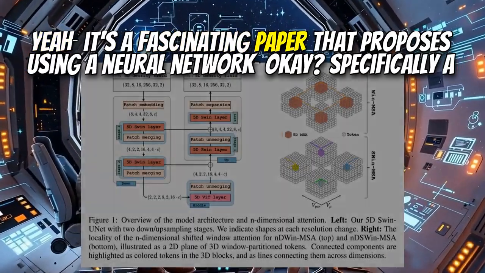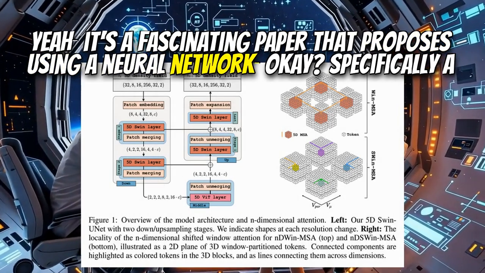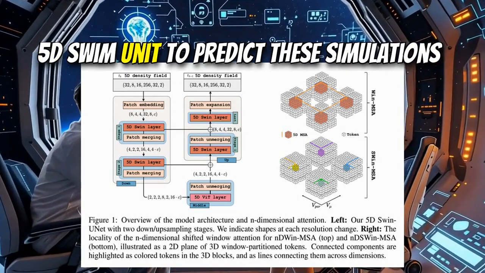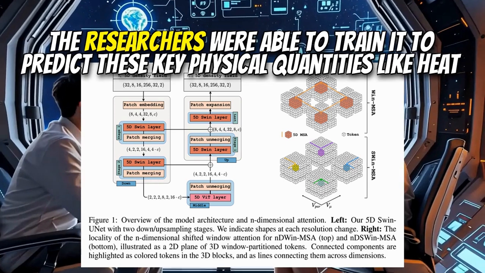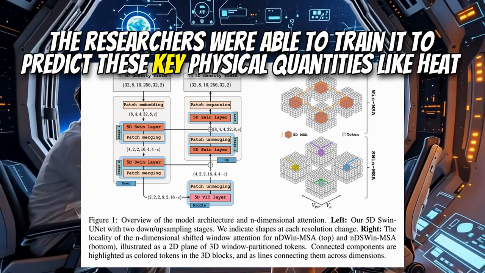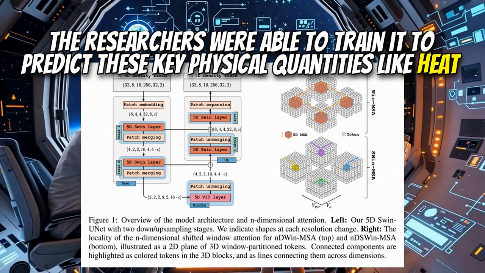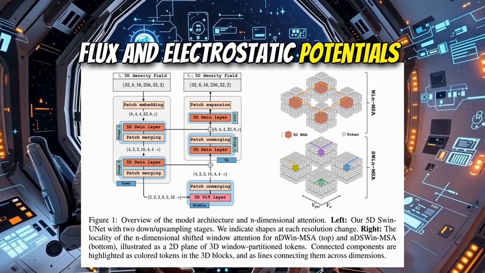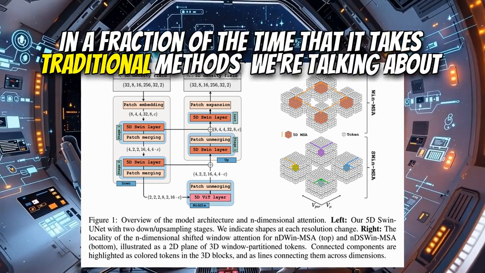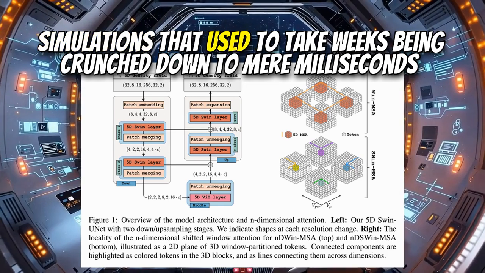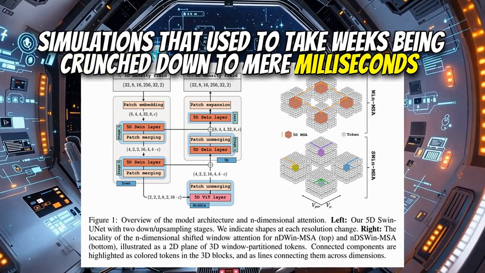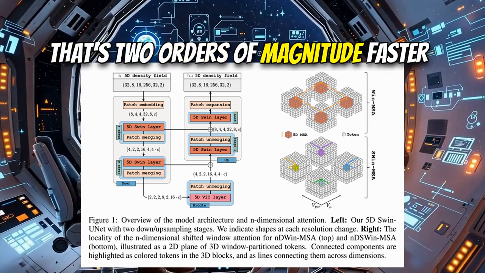Yeah, it's a fascinating paper that proposes using a neural network, specifically a 5D SwinUNet, to predict these simulations. The researchers were able to train it to predict key physical quantities, like heat flux and electrostatic potentials, in a fraction of the time that it takes traditional methods. We're talking about simulations that used to take weeks being crunched down to mere milliseconds. Wow. That's two orders of magnitude faster.